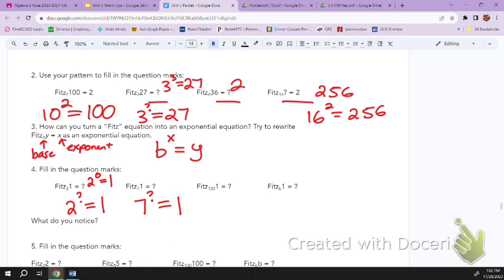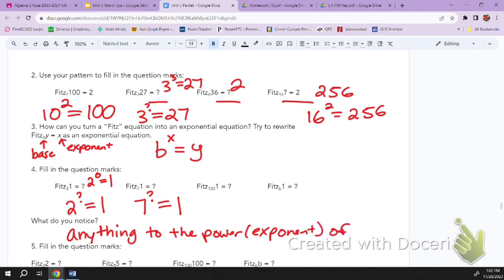Oh, fantastic. Anything to the power or exponent of 0 is 1. So all of these are 0. 7 to the 0 is 1. 100 to the 0 is 1. B to the 0 is 1. And what I'm doing here is I'm just rewriting it from our log form to our exponential form.